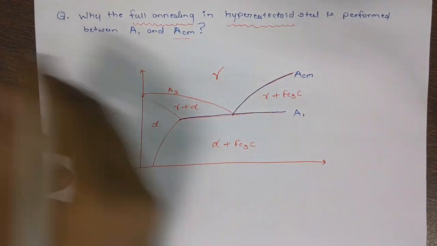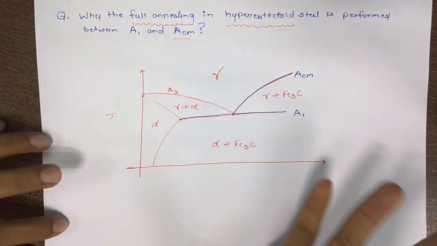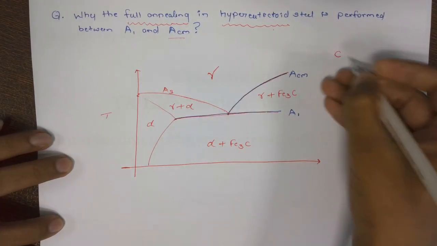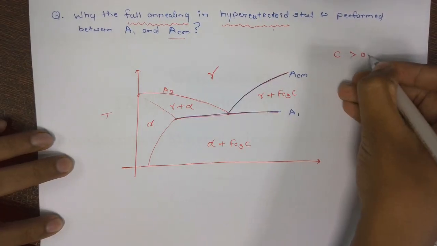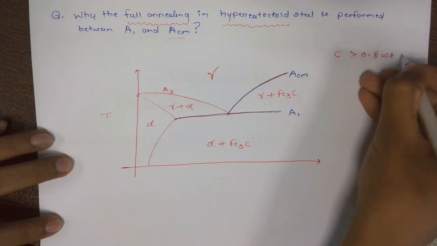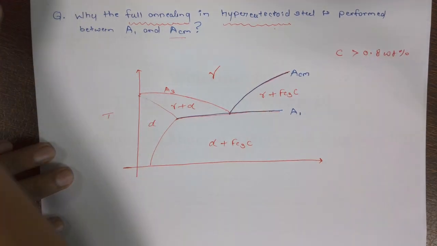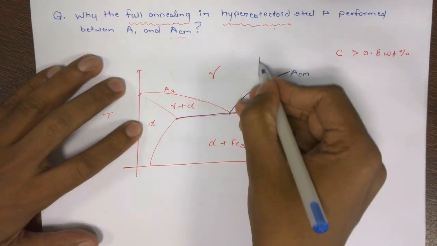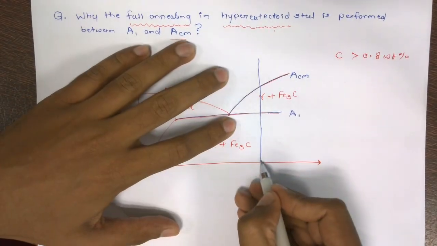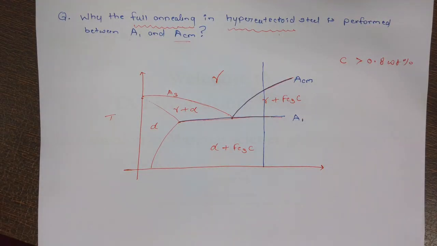So our current question is related to hypereutectoid steel, where we know that the carbon percent will be more than 0.8%. So we are lying somewhere over here. This is the composition where we are lying.